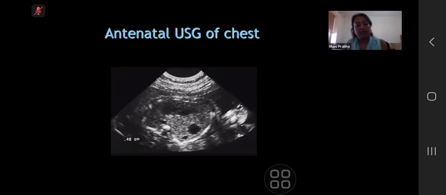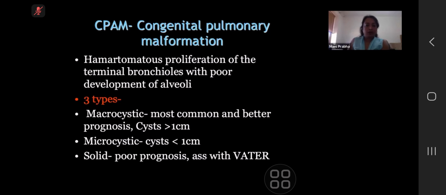And yes, even this one can be detected on antenatal ultrasound, then later confirmed on MRI scan. A little bit of description: it is hamartomatous proliferation of terminal bronchioles with poor development of alveoli. Three types are there: macrocystic, microcystic, and solid. Macrocystic are most common and have better prognosis, and the cysts are more than 1 centimeter in size. Microcystic, the cysts are less than 1 centimeter. Solid has poor prognosis and is often associated with other abnormalities.